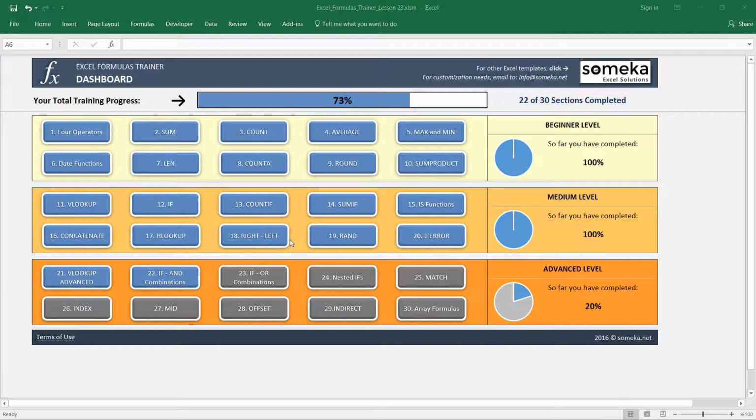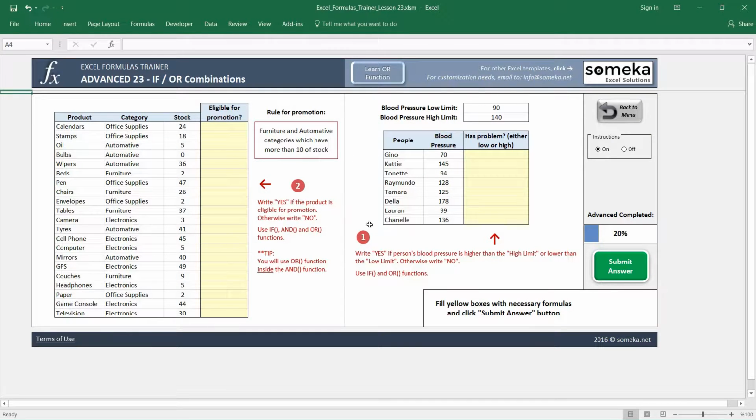Hello, in this video we are going to learn how to use IF and OR combinations with some examples. We have two separate examples for this, and the second one will be really tricky. So let's start with the first one, where you use IF and OR functions together.